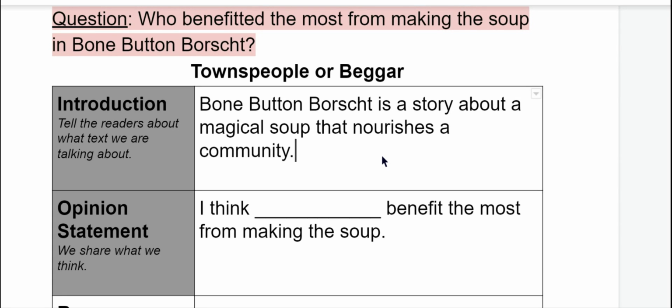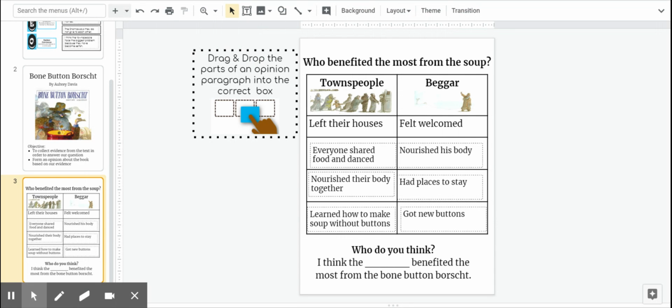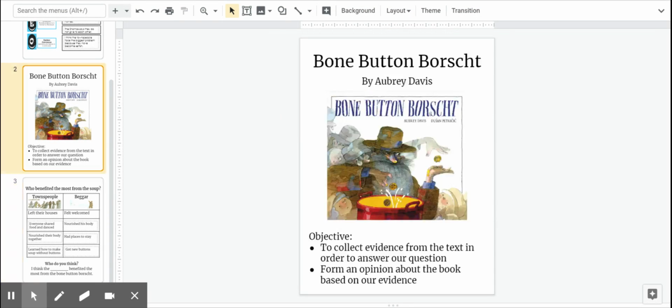Now, our opinion sentence is where we will specifically answer the question, who benefited the most from making the soup in Bone Button Borscht? So, we have to tell our readers, I think blank benefited the most from making the soup. Remember, good writers use the word I think when they're sharing their opinion. Now, we can look back one more time at our evidence in case you're not sure which person or people you thought benefited the most.